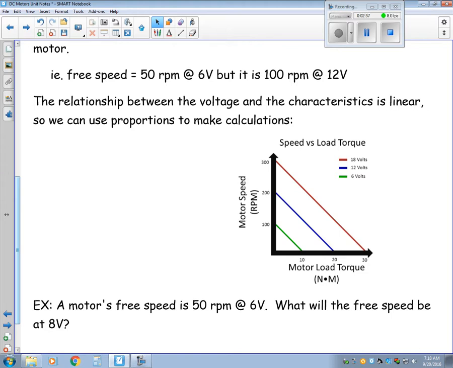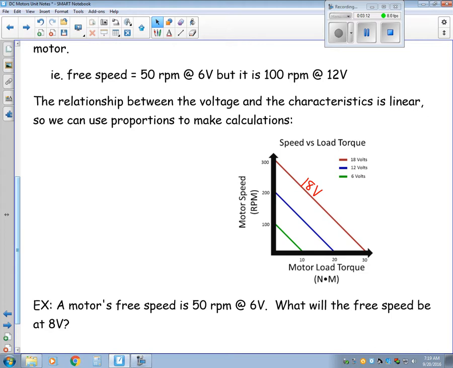So looking at this graph here, I've got motor speed versus torque. And for all of these, notice that as the load increases, the motor speed decreases. And again, that should make sense. So here's the difference. Each one of these lines represents a different voltage. So here, the red line, we have 18 volts. So at 18 volts, the free speed is 300 RPMs and the stall torque is 30 Newton meters.